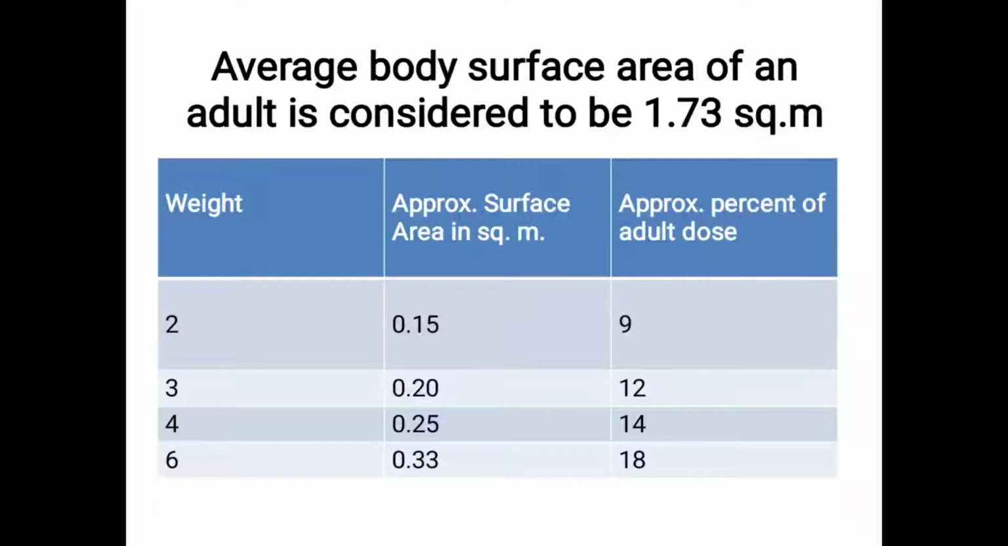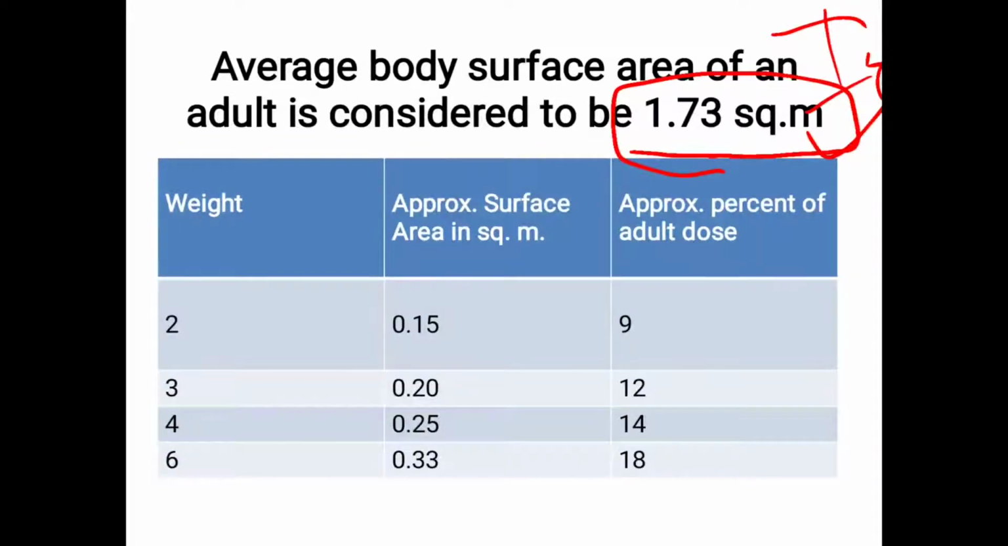In this slide I will also explain the most important thing, that is this number, 1.73 square meter. This is very important, because the average body surface area of an adult is considered to be 1.73 square meter. This value helps so much in calculating any kind of sum where we do not have a particular idea about the adult dose. So we have to consider 1.73 square meter for an adult dose.